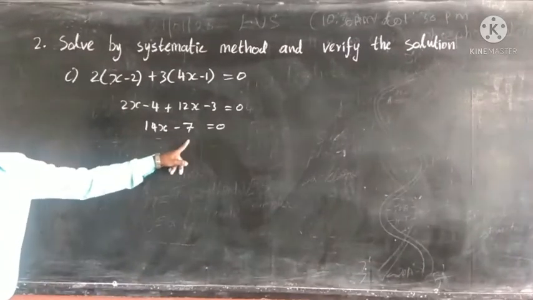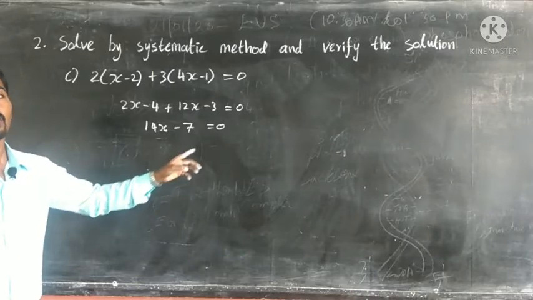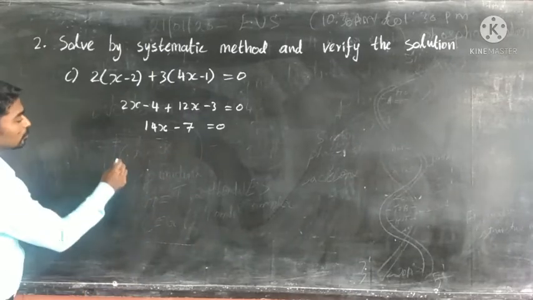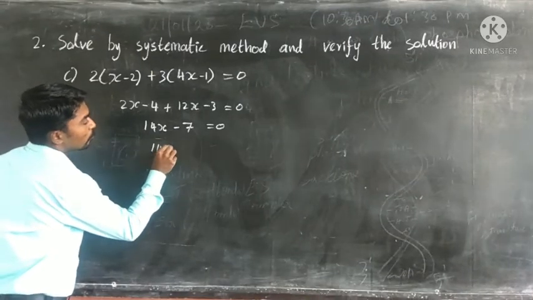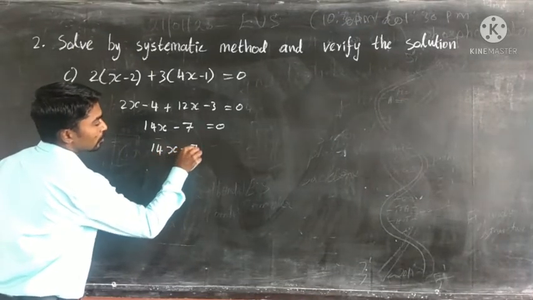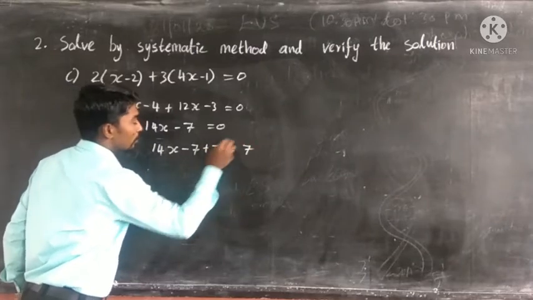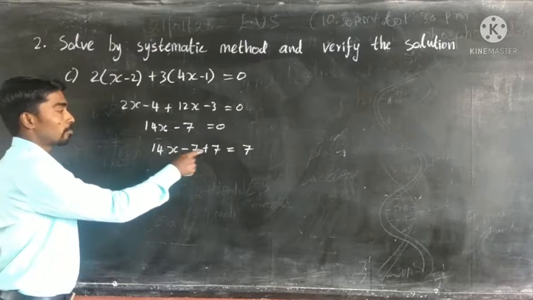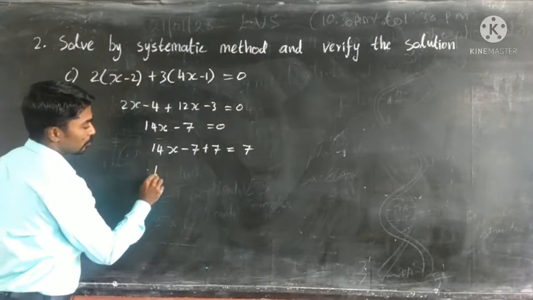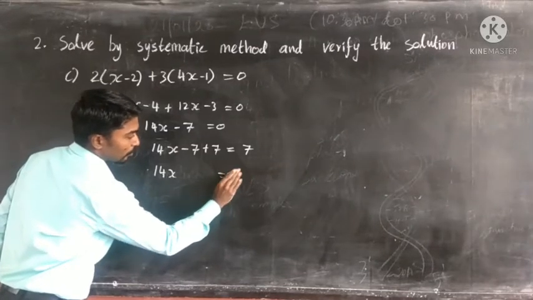Since left hand side has minus 7, so we are going to add 7 on both the sides. We will get 14x minus 7 plus 7 is equal to 7. Minus 7 plus 7 will get cancelled. 14x is equal to 7.